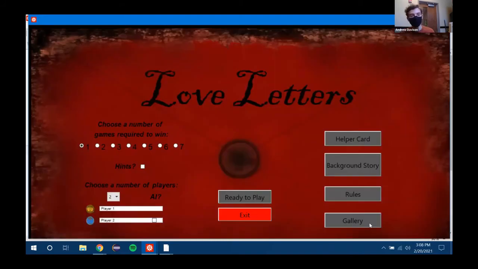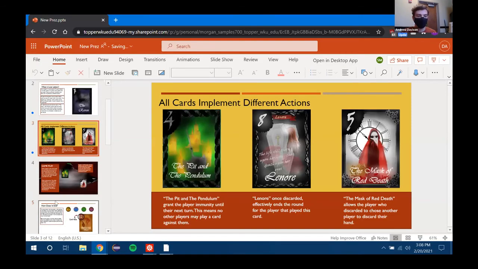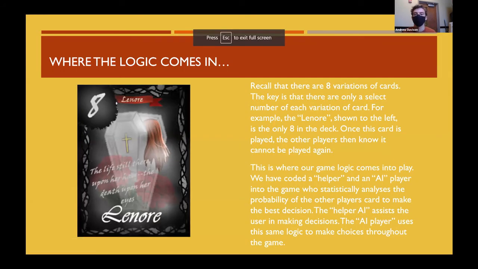So that's just to give you an idea of how the game flows. But now we'll go back into the thought behind the game. So Morgan. Yeah, like I said before, there are 8 variations of cards. Where the logic comes in is that there are only so many of each card in the deck, depending on which card it is. In the case of Lenore, if you were to play the 8, then you would know that card wouldn't come again in the game.